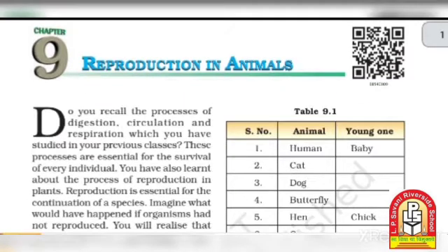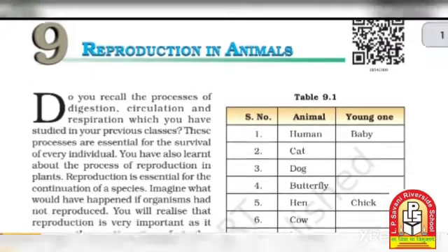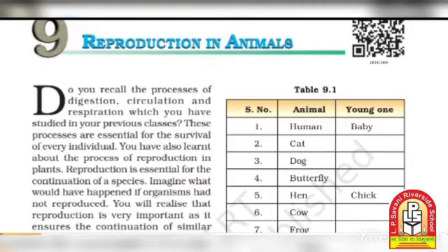In the previous year, you already learned about the reproduction in the plants, and today we have to learn about the reproduction in animals. So what is the difference between reproduction in animals and plants?